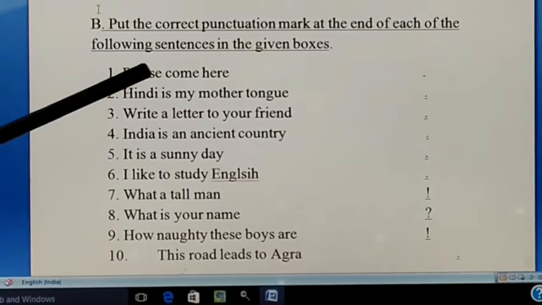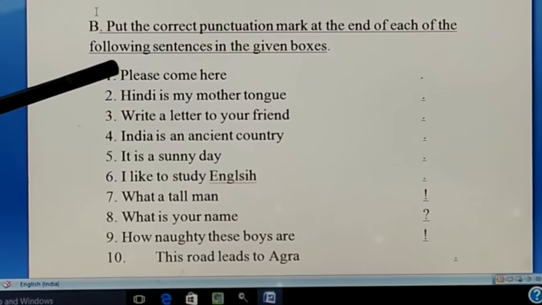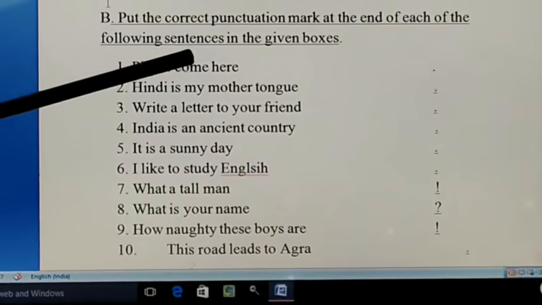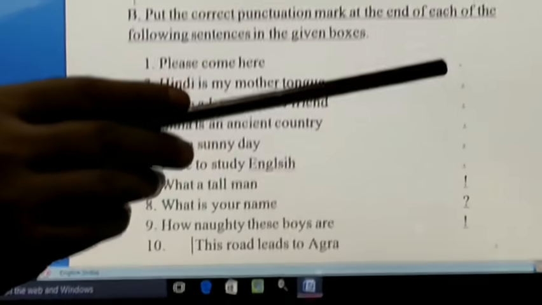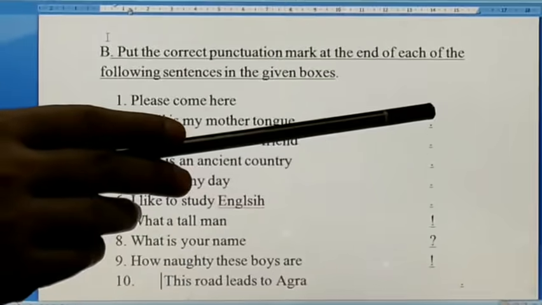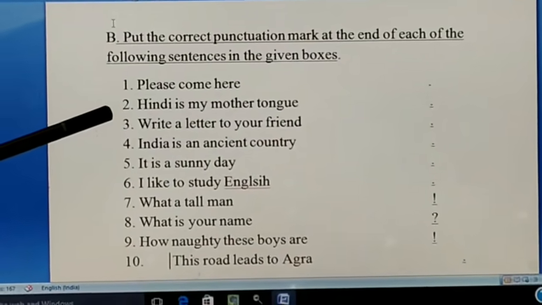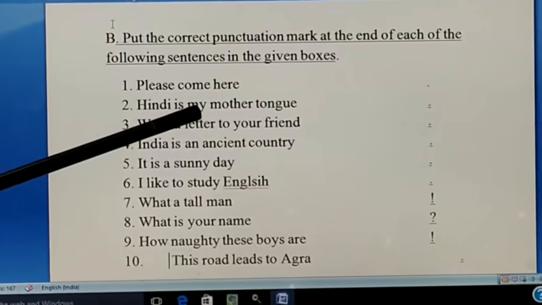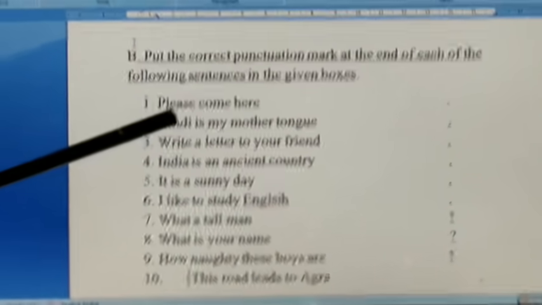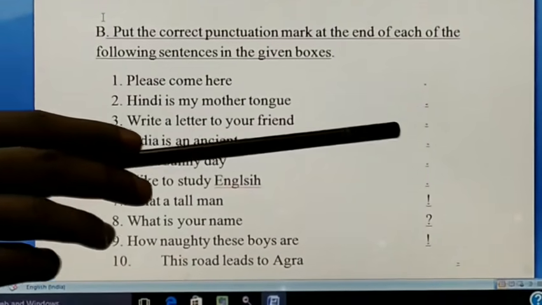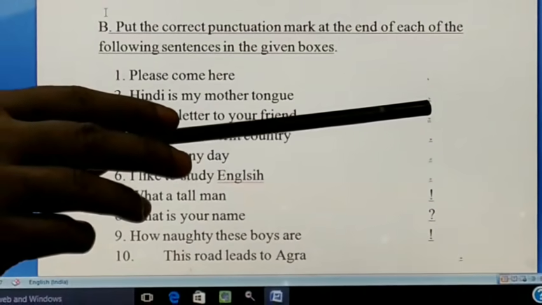Number 1, please come here. Now please come here is a request. Okay. So you know in a request what you are going to write? Full stop. So write full stop. Second one. Hindi is my mother tongue. Okay, Hindi is my mother tongue. Full stop. Okay, have you written full stop in the box?